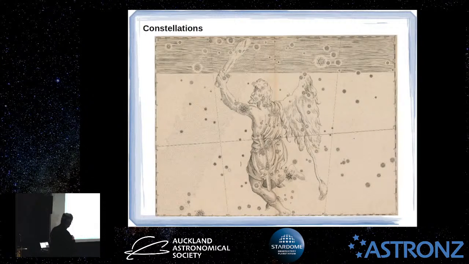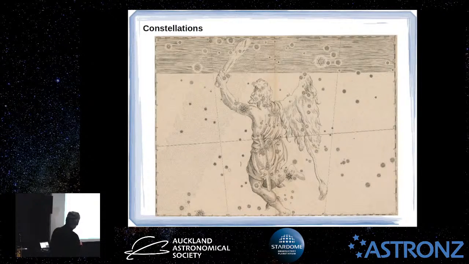For example, this one is showing the hunter Orion holding his club, and you can see the belt stars, and I think that's Betelgeuse. It's upside down for us because we're in the southern hemisphere. We've got to turn everything over, and that will be Rigel down by his ankle there. And the three belt stars, Alnitak, Alnilam, and Mintaka.